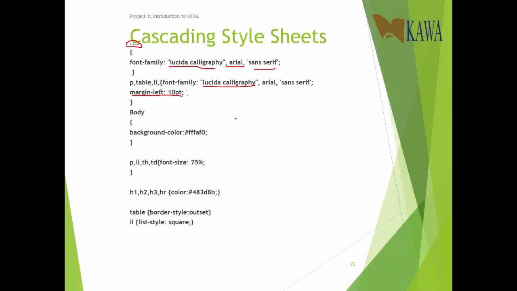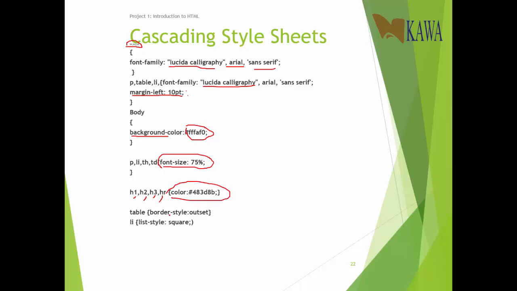The body of the web page will have a background color of that. We are going to take a look into all this background color and these color codes. Paragraph, list item, table header, and table data will have the font size of 75. We are going to take a deeper look into that. This is an example of a simple style. And all header 1, header 2, header 3, and horizontal rule will have a color of that. We are going to take a look into that too.